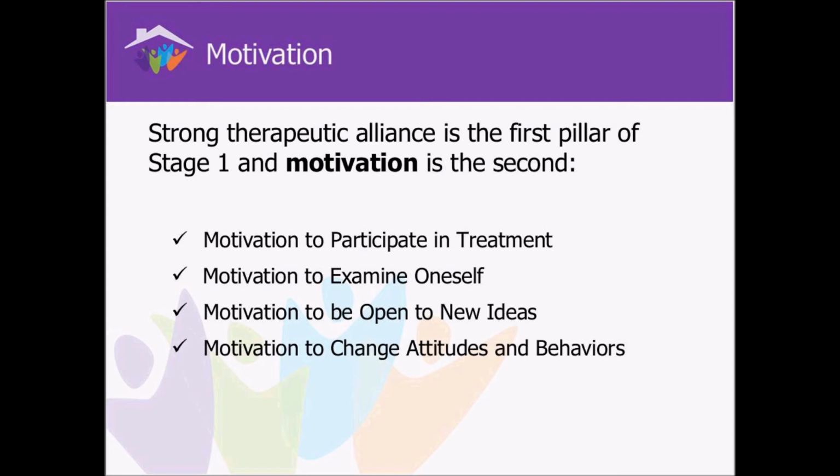So that's a general idea of how we're going to develop Alliance. I'll give you more details as we go on. But Alliance is number one for foundation, and motivation is the second. And it's motivation to participate in treatment, give this a go, a motivation to examine oneself, a motivation to be open to new ideas. The therapist is going to ask the parent and the youth to try different ways of parenting, different ways of talking to each other. We want them to be motivated and willing to experiment with some of these ideas. And a motivation to consider changing their attitudes and behaviors. Super important. And this is, again, basic to most excellent therapy.